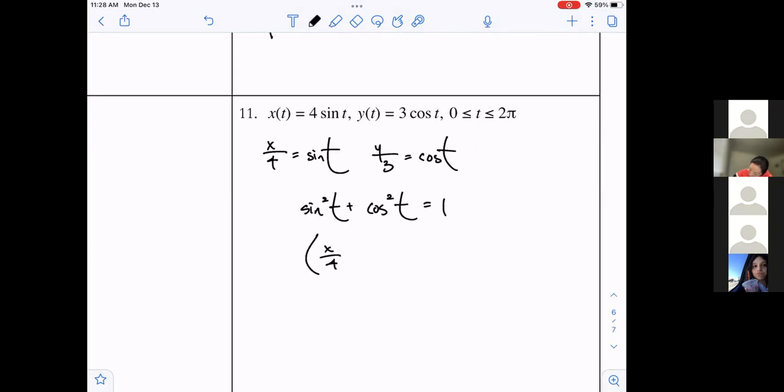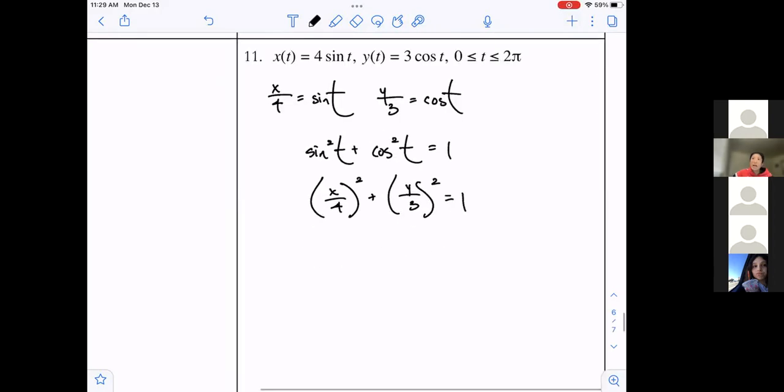x over 4 squared plus y over 3 squared equals 1. Dig back into your brain. This has been a really long time. But what shape is this? A circle. Ooh, yeah, not quite, because a and b are different.